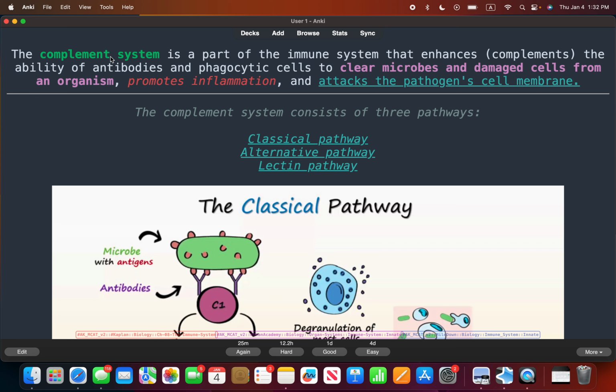But for now, we just need to know the complement system consists of the three pathways, which are lectin, classical, and alternative pathways. And we just need to know that the complement system complements the innate immune system, and it helps with inflammation. It helps with complementing antibodies and phagocytic cells to clear microbes and damaged cells from an organism, and it attacks the pathogen's cell membrane.